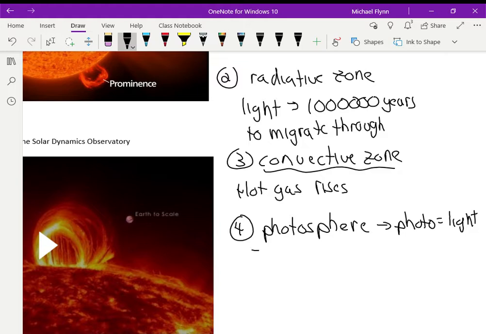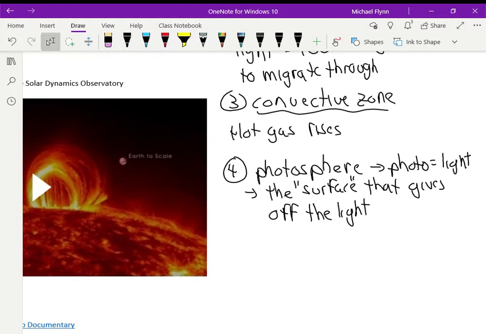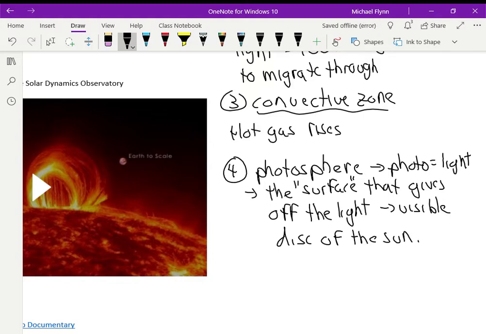Okay? And this is the surface. Okay? I'll just put that in quotes. That gives off all the light. So when you're looking at the sun and you see the disk, let's say you've got protective eyeglasses on, you can see the disk, you're looking at the photosphere, okay? That gives off the light. This is the visible disk of the sun, okay? The bright, bright disk that you see giving off all that light, that's the photosphere, okay?